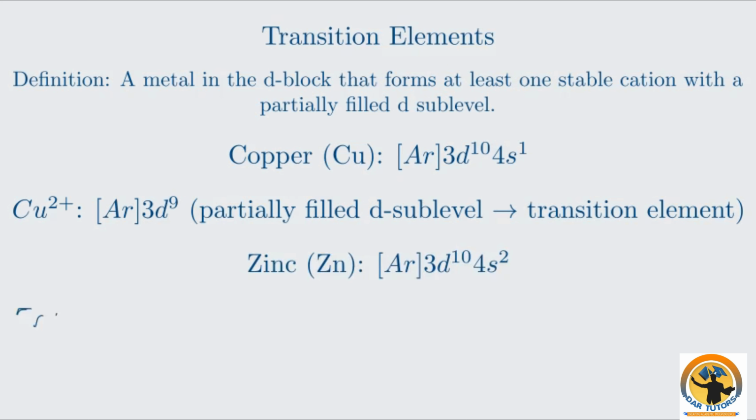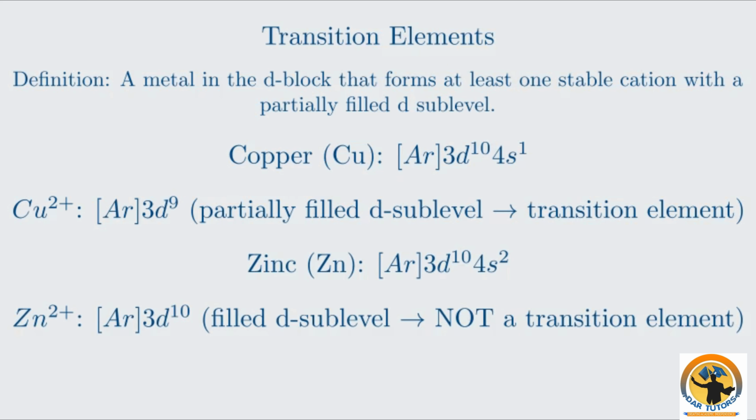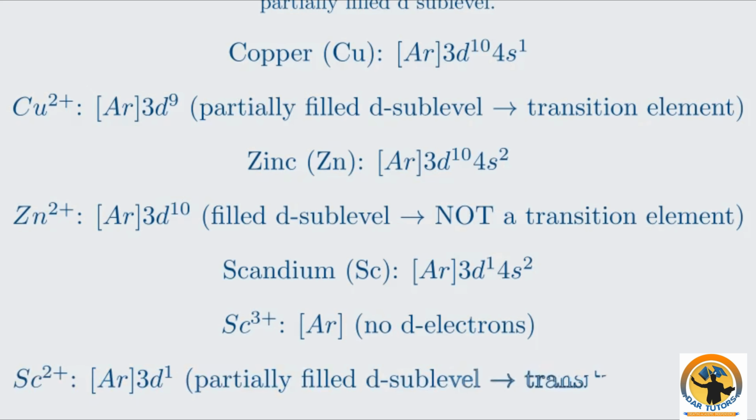What about zinc? Zinc's configuration is [Ar]3d10 4s2. When it forms its stable ion, Zn2+, it loses the two 4s electrons, resulting in [Ar]3d10. This is a completely full D sublevel. Because the Zn2+ ion does not have a partially filled D sublevel, zinc is a D block element, but it is not a transition element. Scandium provides another interesting case. Its configuration is [Ar]3d1 4s2.